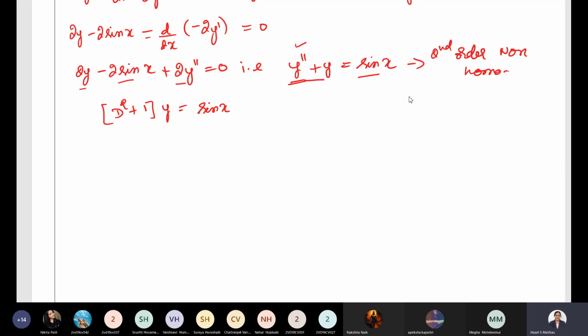This is the second order differential equation. First find the complementary function. How do you find the complementary function? By taking the homogeneous part, that is D square plus 1 into y equal to 0. Let's find the auxiliary equation. What is the auxiliary equation? M square plus 1 equal to 0. Is it okay, everyone?